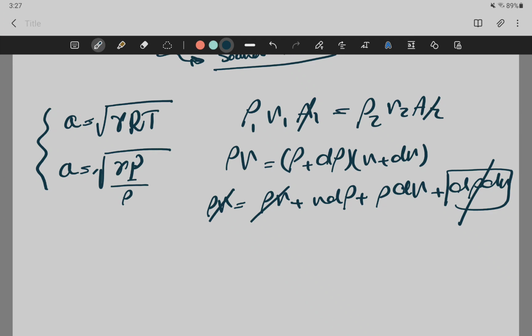Why is that the case? The last one. Why did I take the last part out? Product of two small numbers is a very small number. Exactly. That's a product of two small derivatives, right? It's going to be an even smaller derivative, so we can take it out. We can assume it's zero. Very simple. So your conservation of mass is going to give you this equation.